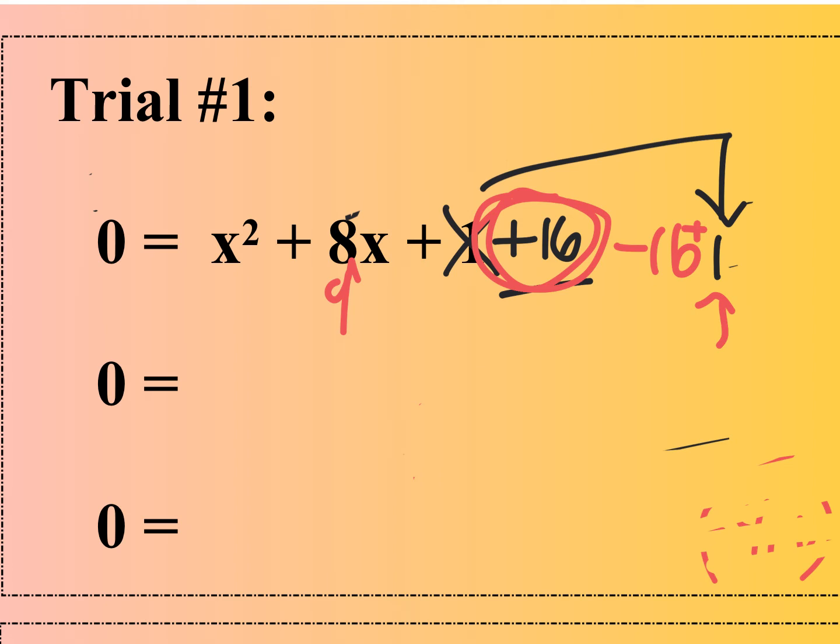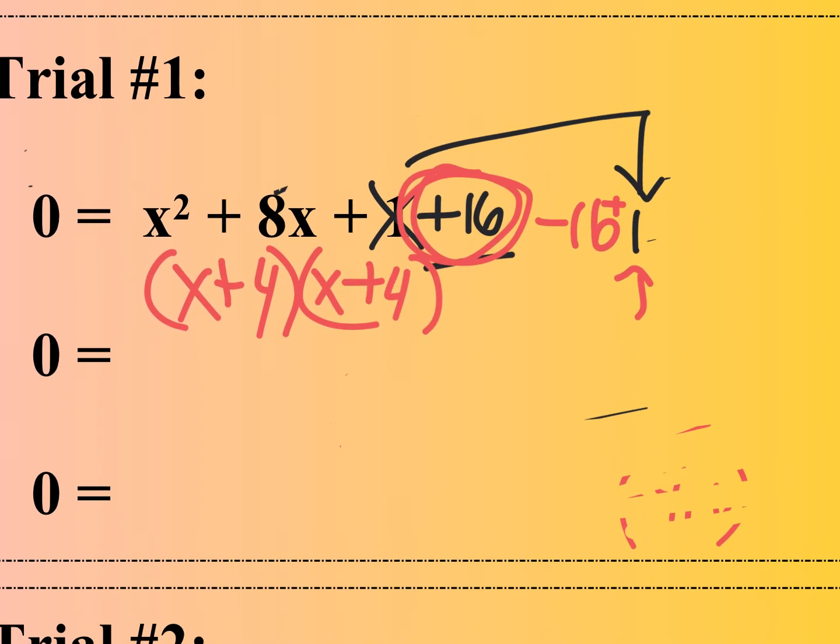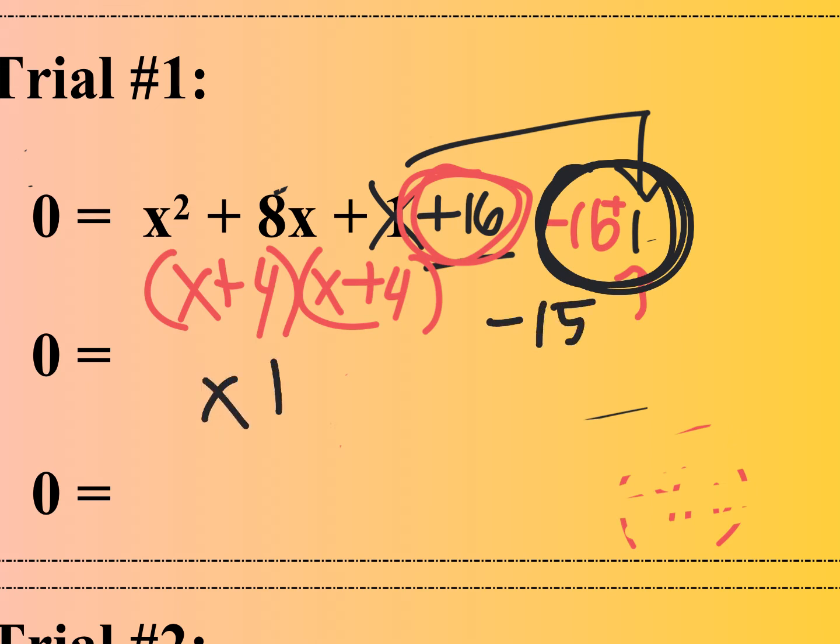It's just moved over. So now this part factors to x plus 4 and x plus 4. And this part tells me what the last number is. What's the negative 16 plus the 1? Negative 15. And that's really x plus 4 squared minus 15.